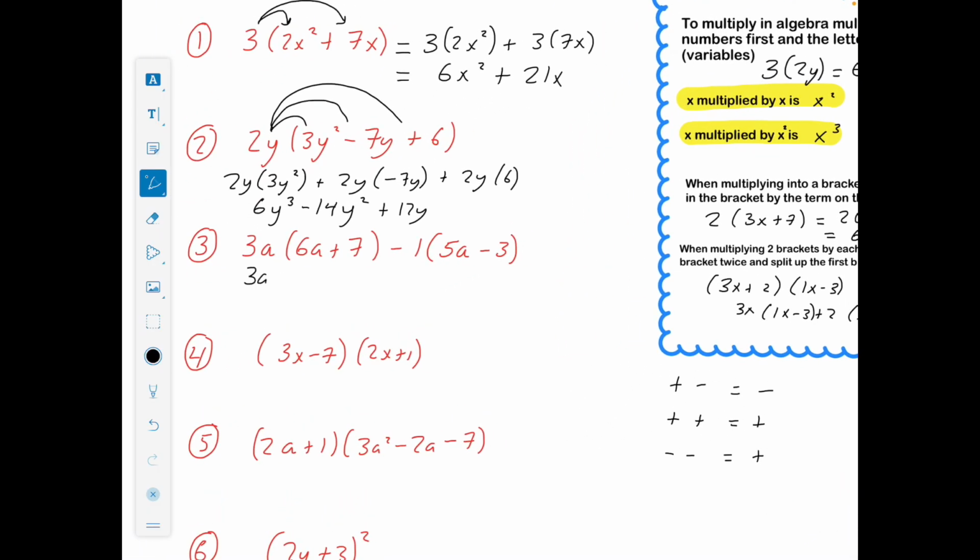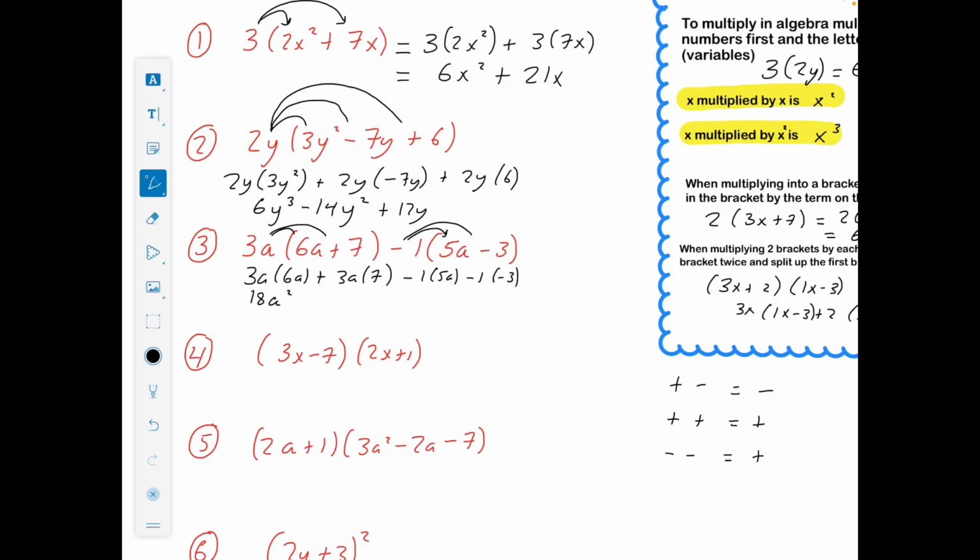Okay, example 3 then, when we have two brackets, we'll just deal with them both separately and then we'll simplify at the end. So we're going to have 3a multiplied by 6a, and then plus 3a multiplied by 7. Then we've minus 1 multiplied by 5a, and then minus 1 again multiplied by minus 3.